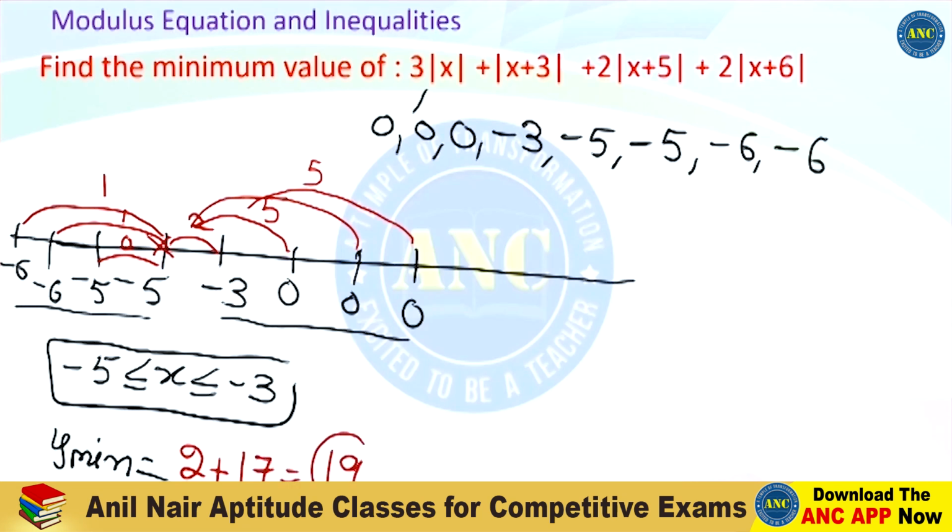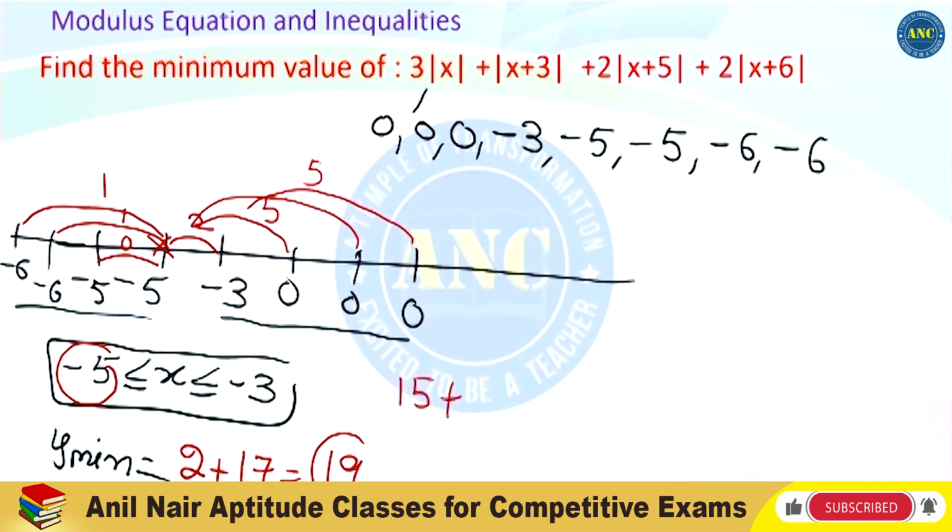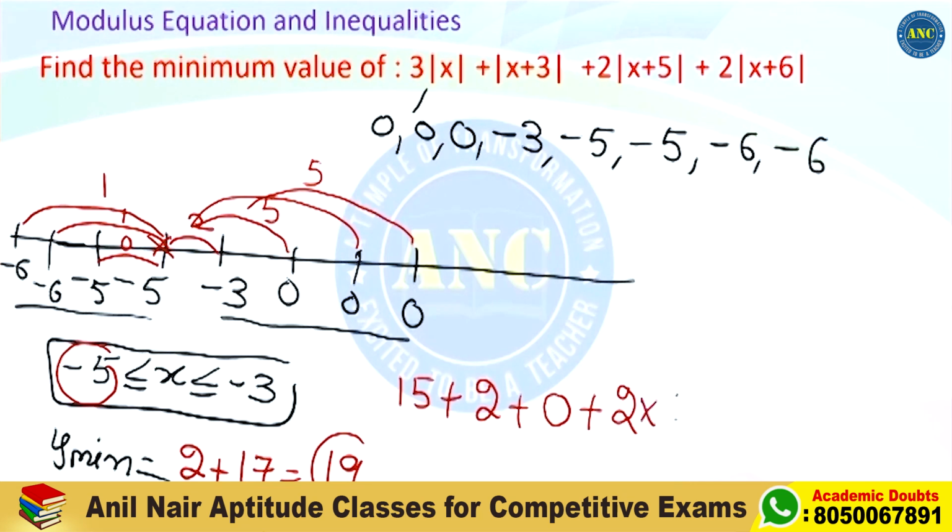In case you are confused with the number line, you can check it out. X equivalent to minus 5. So 3 into 5 is 15, plus minus 5 plus 3, mod of minus 2 is 2. 2 into minus 5 plus 5 is 0. 2 into 6 minus 5 is 1. So 17 plus 2, the answer is 19. I hope the idea is clear.